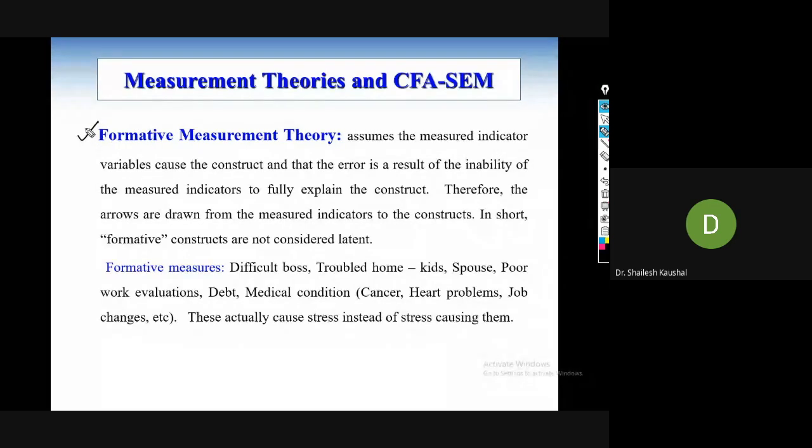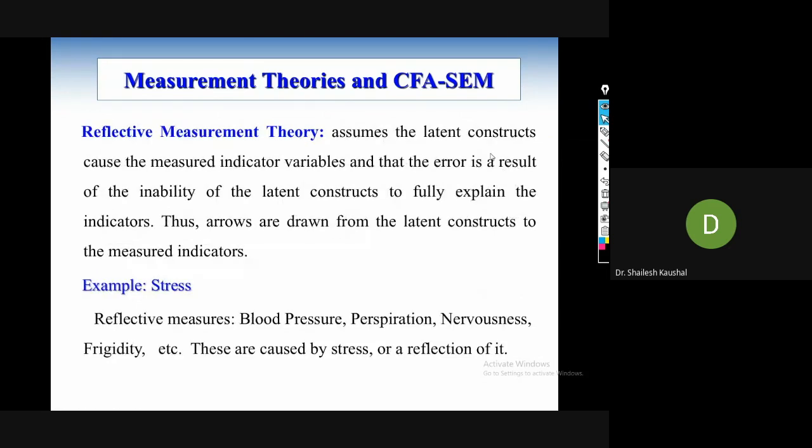Now the question is, can we perform formative measurement theory in AMOS? We cannot perform the formative measurement model in AMOS. We can perform only the reflective measurement model in AMOS software. So reflective means the latent constructs cause the measured variable.